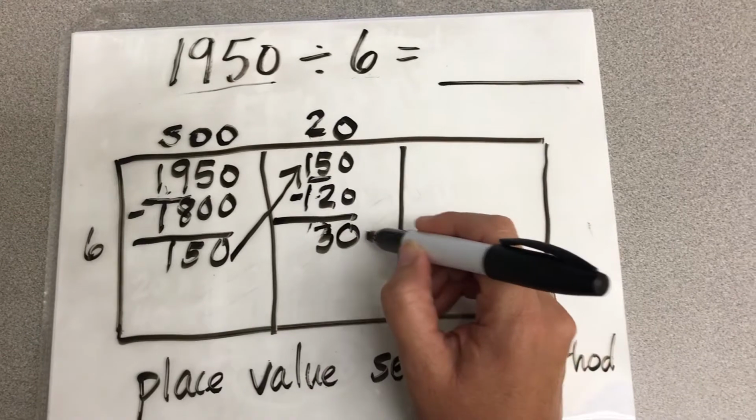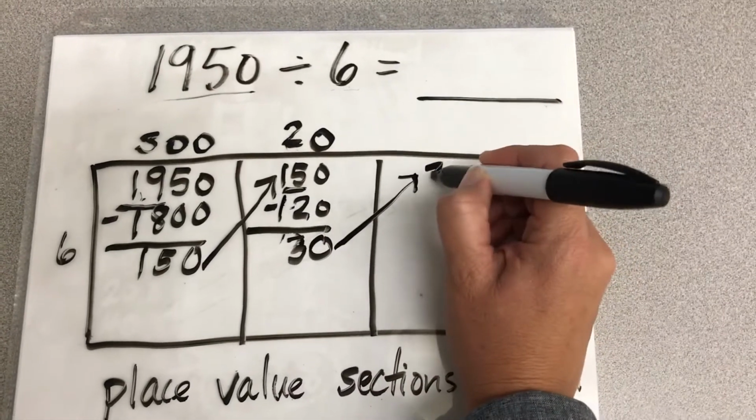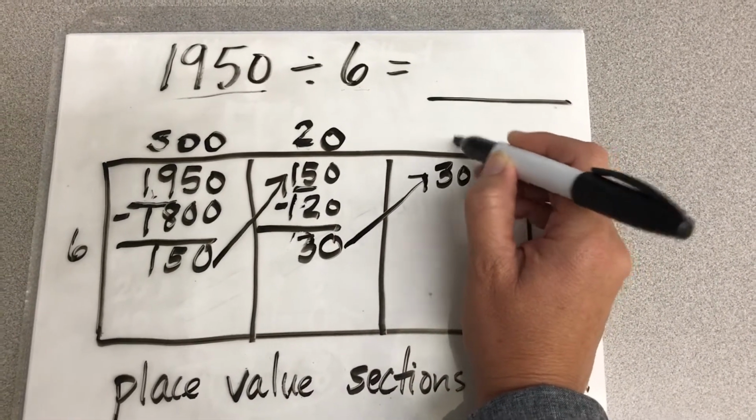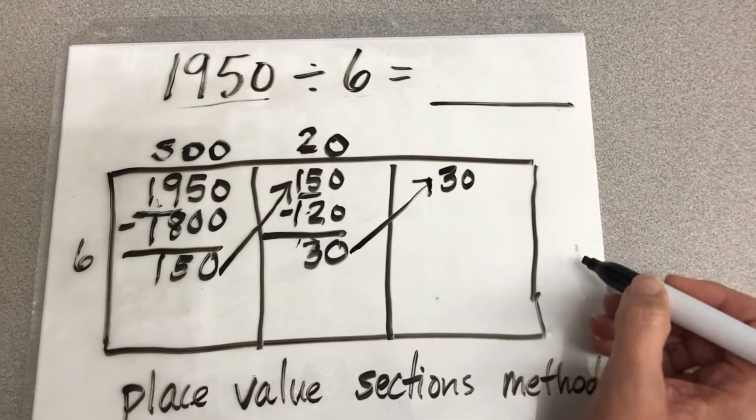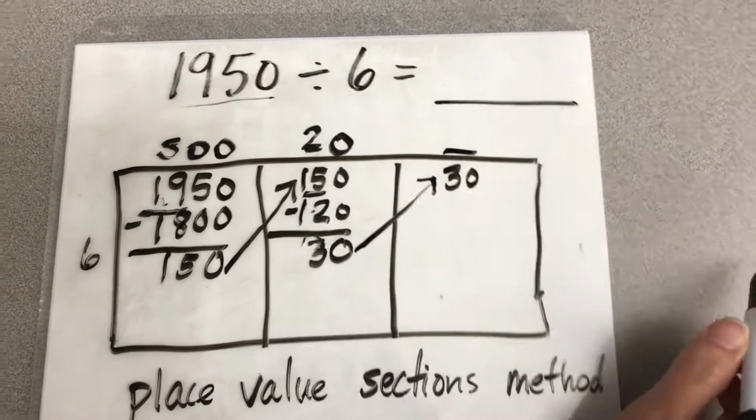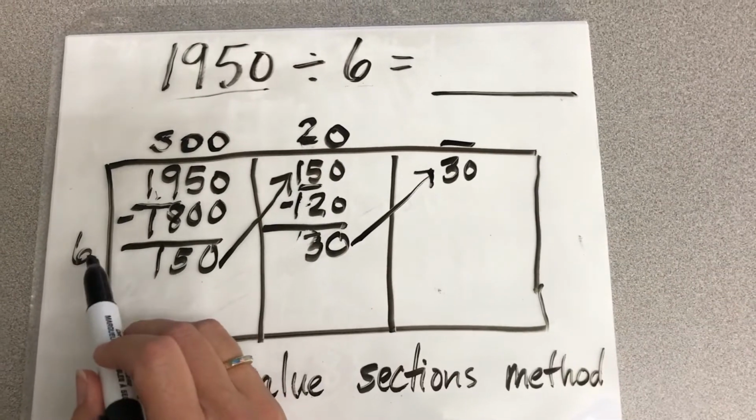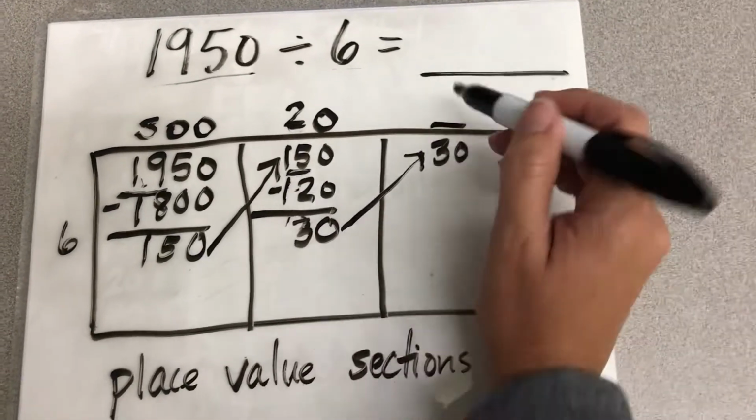Now I'm going to go ahead and take that 30 and divide it again and move it over to the last section, which is the ones section. So I don't need to put any zeros up here. I'm just going to write my answer in the ones place as a 1-digit number. And now we're asking how many sixes can fit into 30, which is 5.